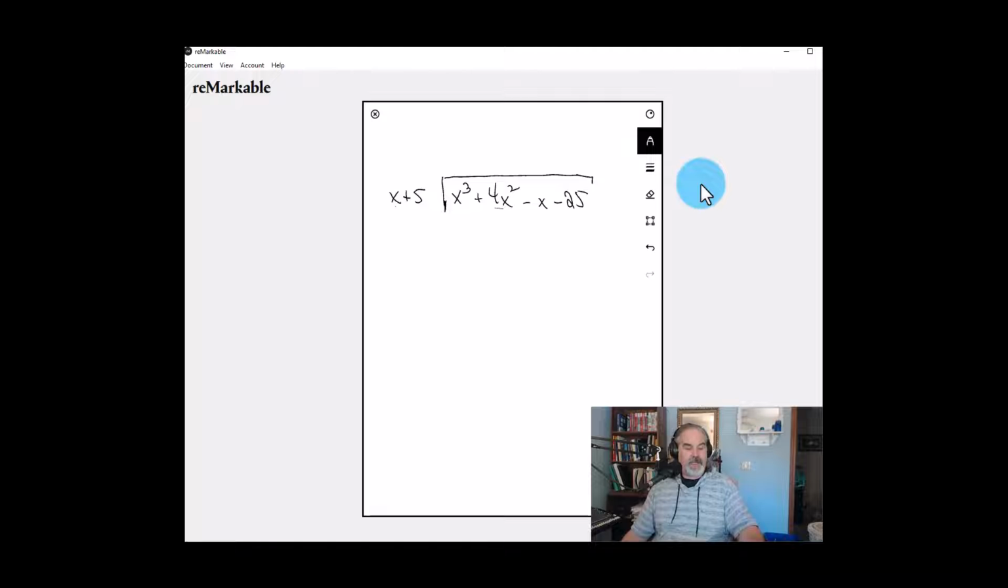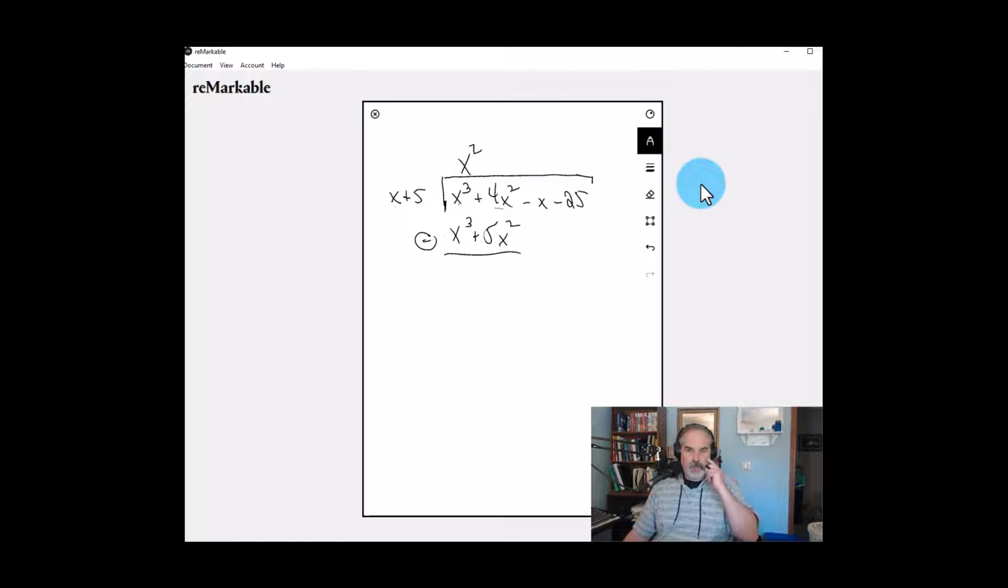We just look at the lead terms to start with, and we ask the same questions as when we're doing regular long division. How many times does x go into x cubed? Well, it goes in x squared times, because x squared times x is equal to x cubed. And in fact, we take this x squared and we multiply by x plus 5. We get x cubed plus 5x squared. And then we subtract that result from the original expression.